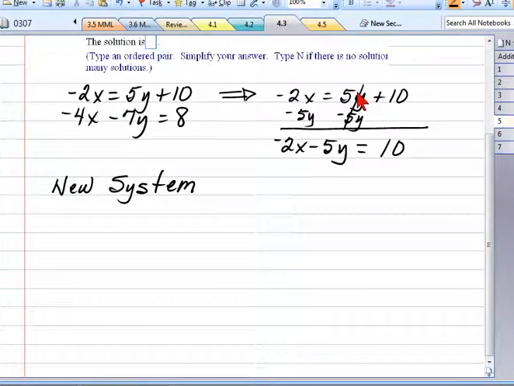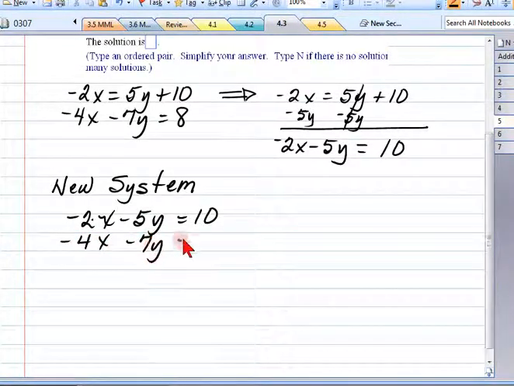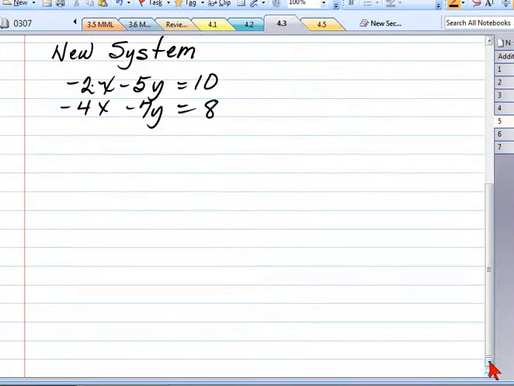Okay, I'm taking an extra step to do this. I now have negative 2x minus 5y is equal to 10, and negative 4x minus 7y is 8. Pardon? It's still not ready. Okay, so we've already done a bunch of work, and it's still not ready. I know, it happens sometimes.